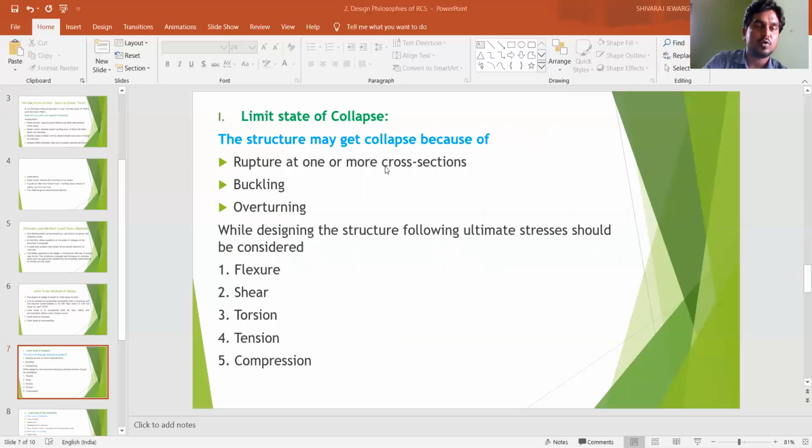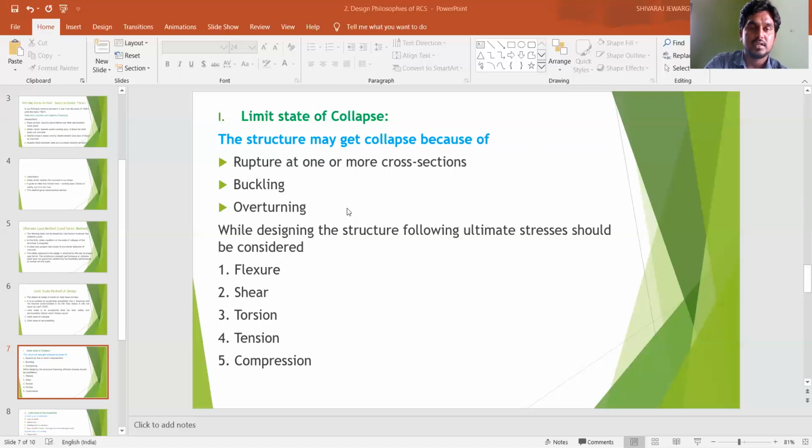In the limit state of collapse, the structure may collapse because of one of these reasons: rupture at one or more cross sections, buckling, or overturning. Keeping these failures in consideration, in the limit state of collapse the stresses considered are flexure, shear, torsion, tension, and compression. So these all come under the limit state of collapse.